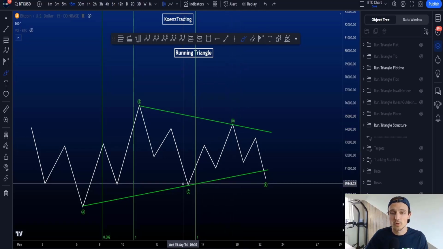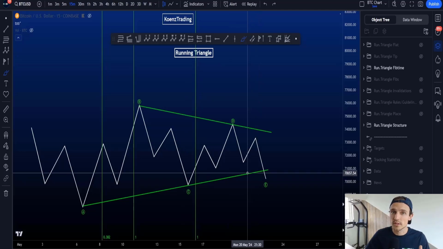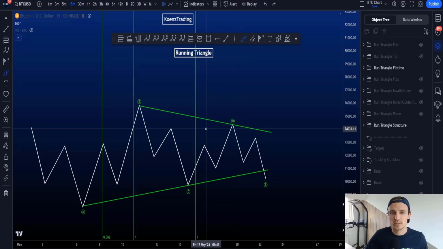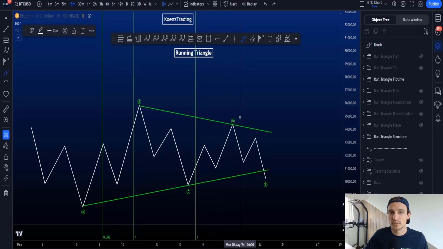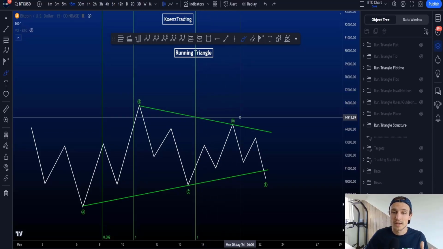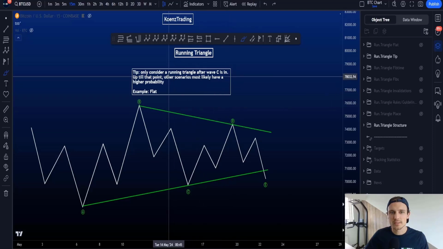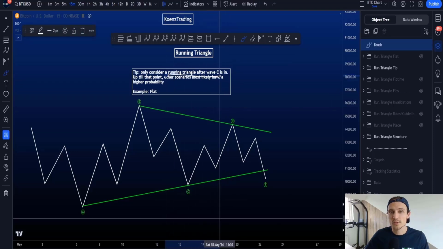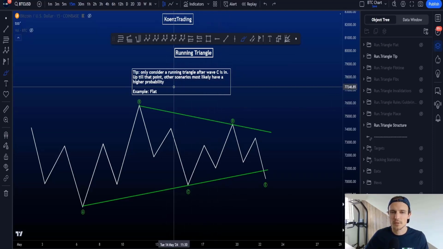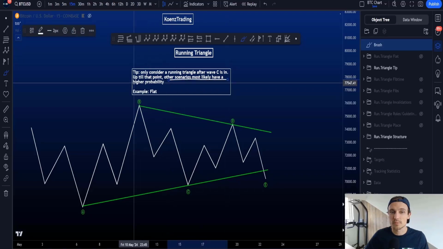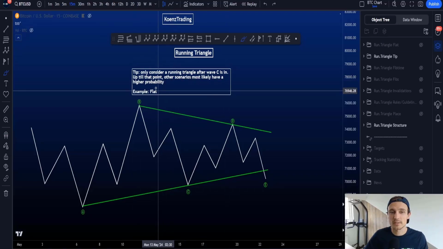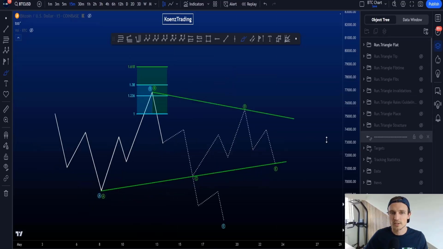It is possible for a wave C, D, and E to be longer than the previous structure, it's just a little less common. If one of the structures is going to continue ranging until the 4, 5, 6 Fib time, it significantly reduces the probabilities you're looking at a running triangle. An important tip is to only consider a running triangle after your wave C is finished. Up until that point, there are other scenarios that most likely have a higher probability, for example a flat, which is a more common structure than a running triangle.